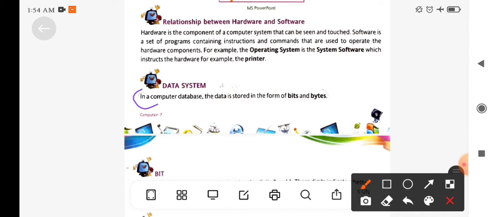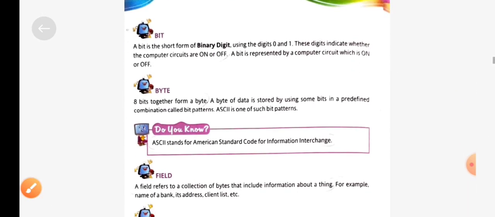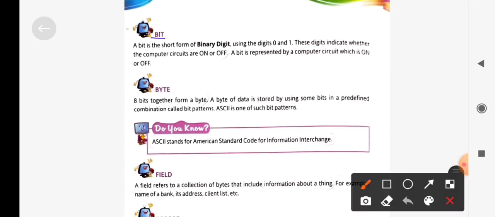In a computer database the data is stored in the form of bits and bytes. After that you have to continue your answer and write down a heading, bit. A bit is a short form of binary digit using zeros and ones. These digits indicate whether the computer circuits are on or off. Till this portion you have to write down. After that, write down a heading of byte. Then only this line: 8 bits together form a byte.